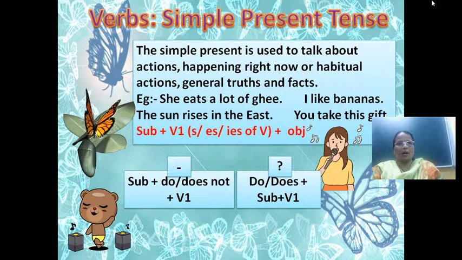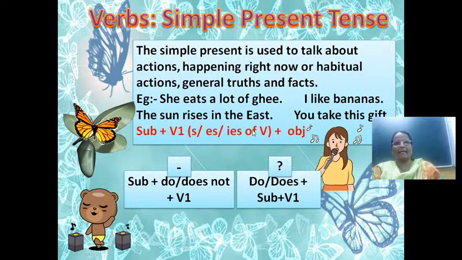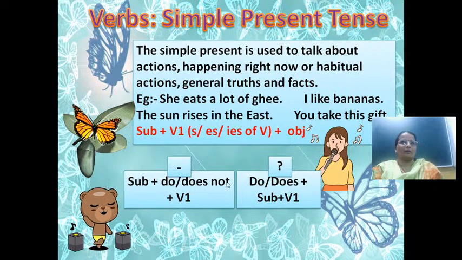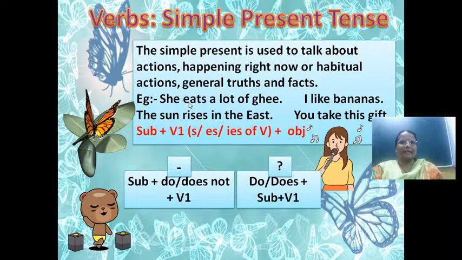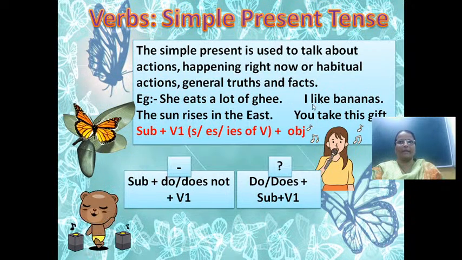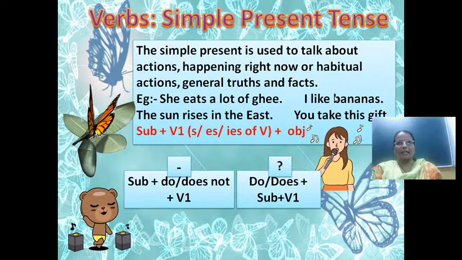Or else you have to write s or es or ies form of the verb plus object. For example, she is the subject here. Look at the sample in the slide. She is the subject. Eats. You can see we have used the S form of the verb here. Eats. A lot of ghee is the object. Okay. And in the same way, I is the subject. After I, you see, I have used V1, base form of the verb. And bananas is the object.